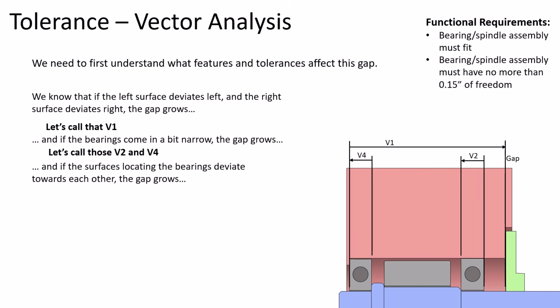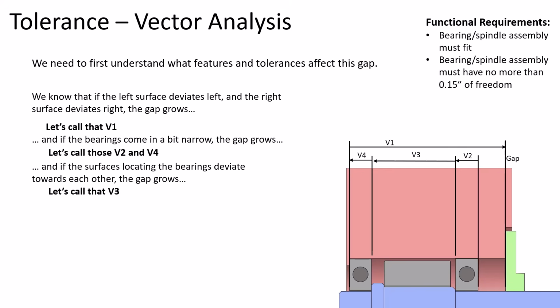And if the surfaces locating the bearings deviate toward each other, the gap grows. So the 2 purple surfaces on the spindle can get a little bit closer, the 2 surfaces that are setting the locations of the bearings. And if they do get closer, that'll increase the gap. And we can measure the distance between those 2 purple surfaces, and we can call that vector 3.